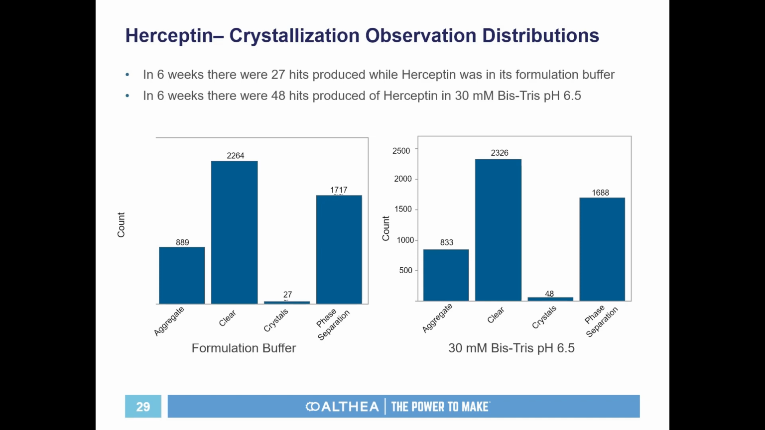And we can come then over to the right graph where we're looking at the protein that was suspended in the 30 millimolar Bistris, pH 6.5, and we have an increase to 48 different crystal hits in that new buffer system. So close to 50% increase in the number of crystal hits found utilizing the pre-crystallization methodology.